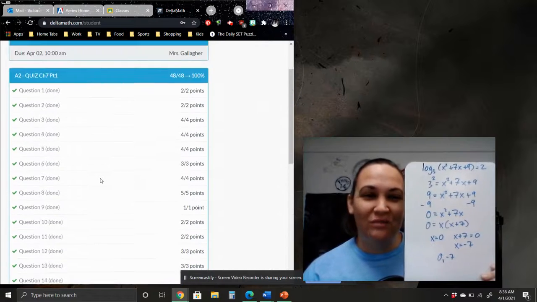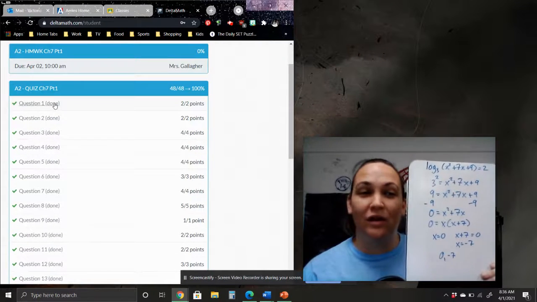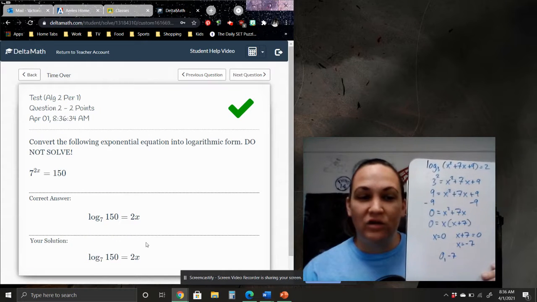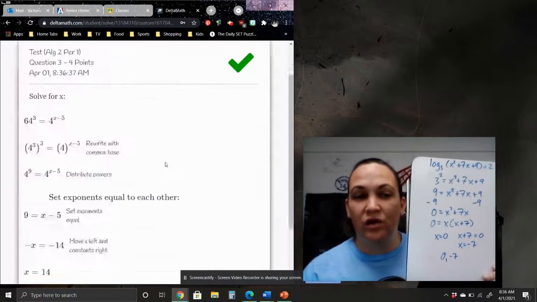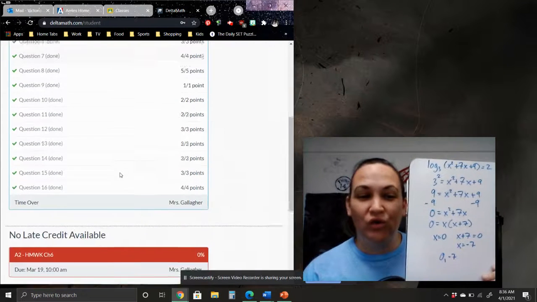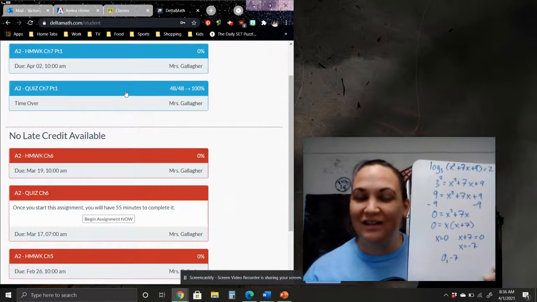I got a bunch of check marks. That means that I got everything correct. And then you can always click on it and see, sometimes it'll give you helpful hints. Sometimes it'll just show you the correct answer. So lots of different ways that this can be helpful while you're getting ready for our test. And that's it for today.